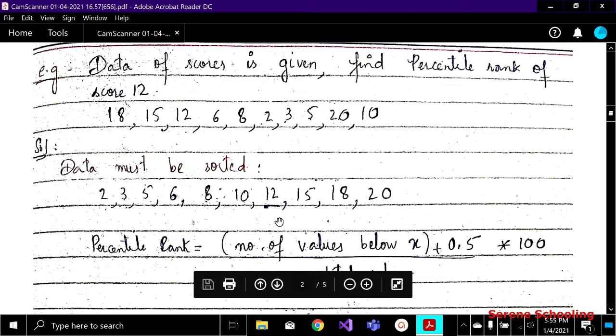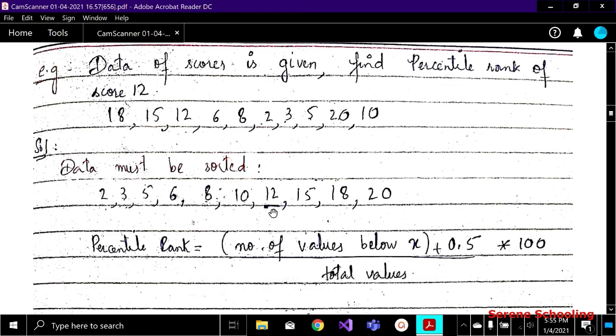12. So see how many values fall before this 12. 1, 2, 3, 4, 5, 6. 6 values fall before 12.